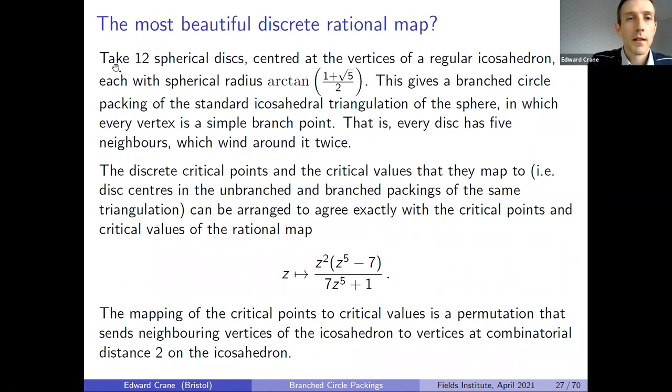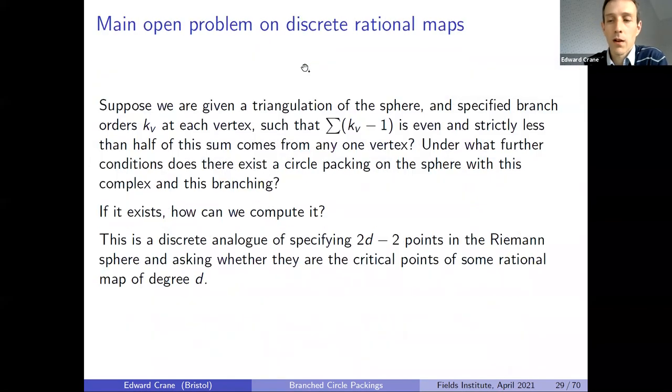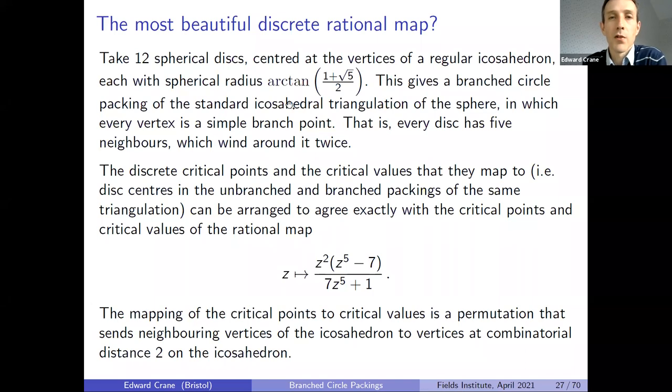Okay, so here's my favorite discrete rational map, I think. We're just going to take 12 spherical disks centered at the vertices of a regular icosahedron, and each one has this particular spherical radius, arctan of (1 plus the square root of 5) over 2. So this gives you a branched circle packing in which every disk center is a vertex of the regular icosahedron. Every disk is a simple branch disk, so its chain of neighbors is 5 disks that wind around it twice.